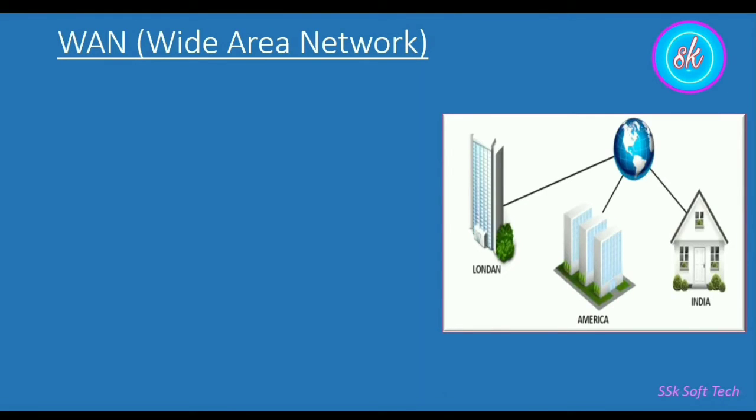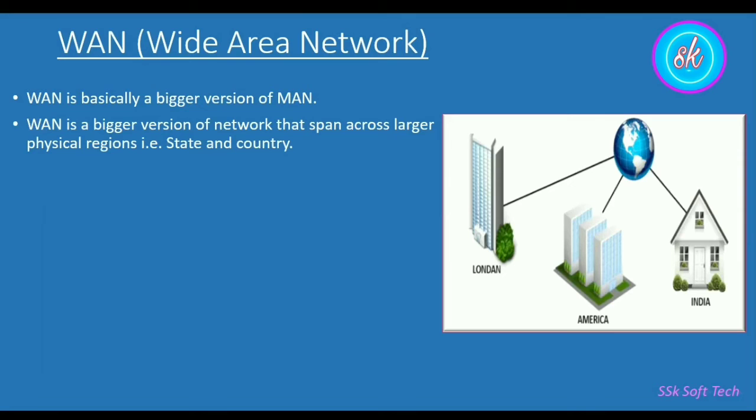Now, the last type of network is WAN. WAN stands for Wide Area Network. This is the biggest network type. WAN is a bigger version of MAN. WAN is a network that spans across larger physical regions, states and countries.